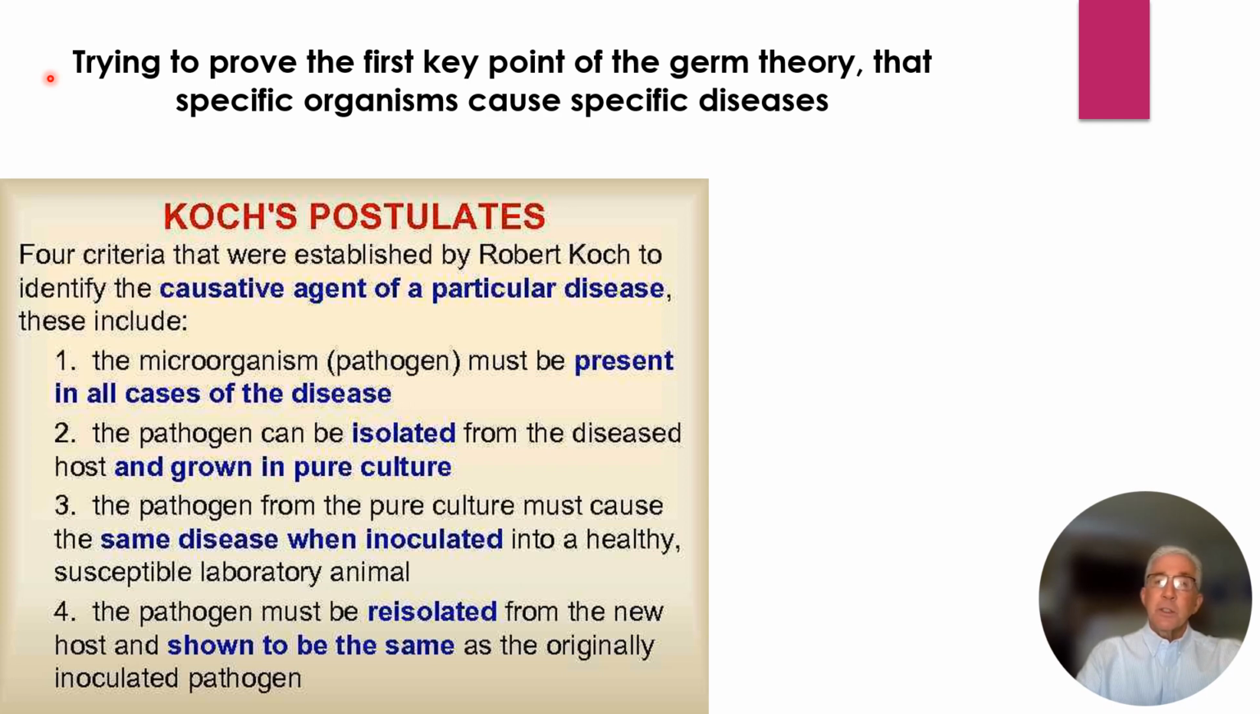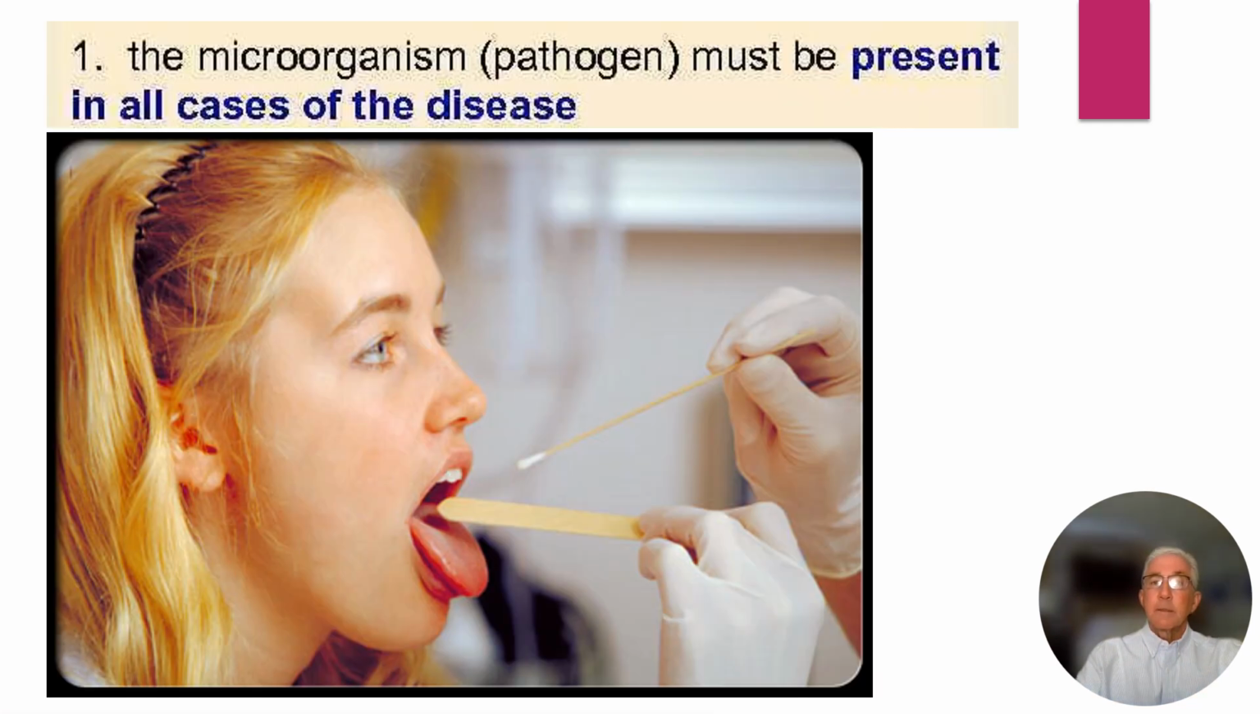A German physician and microbiologist named Robert Koch developed Koch's postulates in 1884 that are used to prove the first key point, that a specific disease is caused by a specific pathogen. Now, Koch's postulates also have four key concepts. So let's look at those one by one also. First, the pathogen must be present in all cases of the disease. Now, that statement is false.